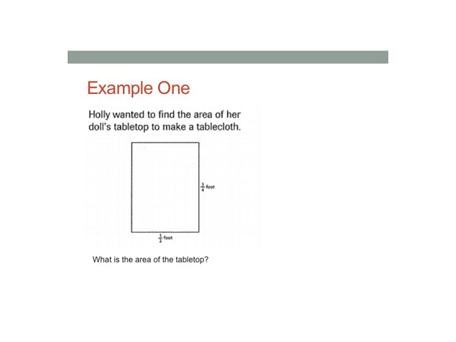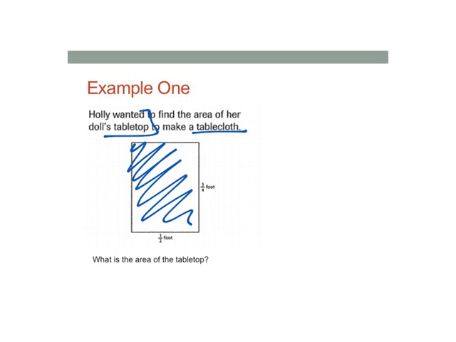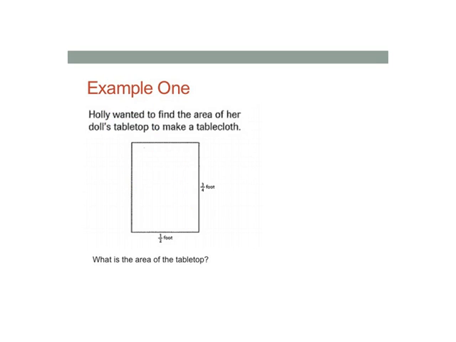Here's our first example. Holly wanted to find the area of her doll's tabletop to make a tablecloth. What is the area of the tabletop? So again, when we're looking for area, we're looking for what it would take to cover the object, just like this tablecloth is going to cover the tabletop. So, what we need to do to find area is multiply the length times the width.